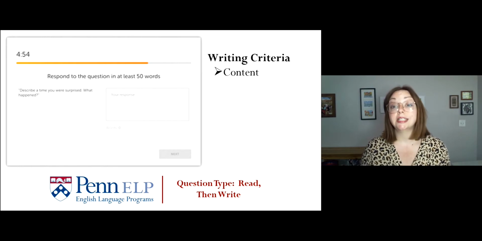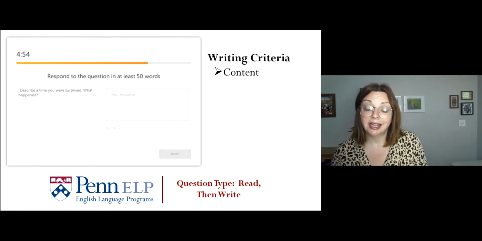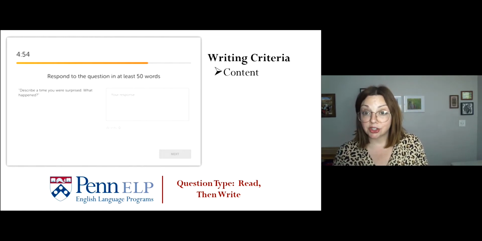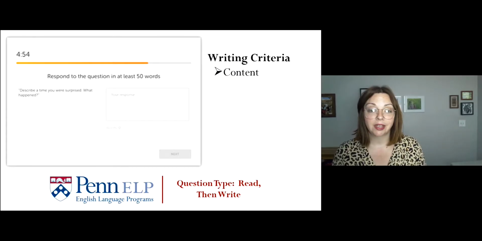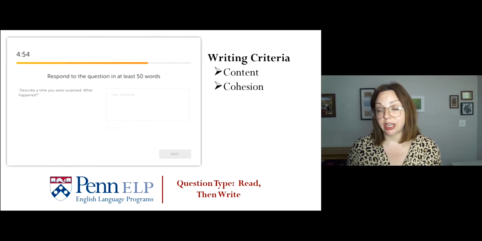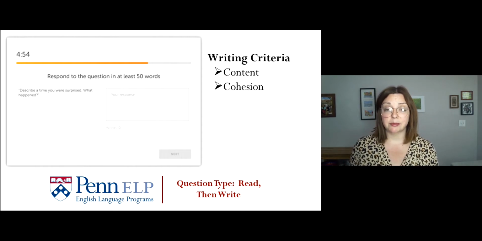The first is content. And here, content means, did your response answer the question? In this example, describe a time that you were surprised. What happened? You should stick to a personal experience. You should tell a story about something that happened to you that you didn't expect. Next is cohesion.